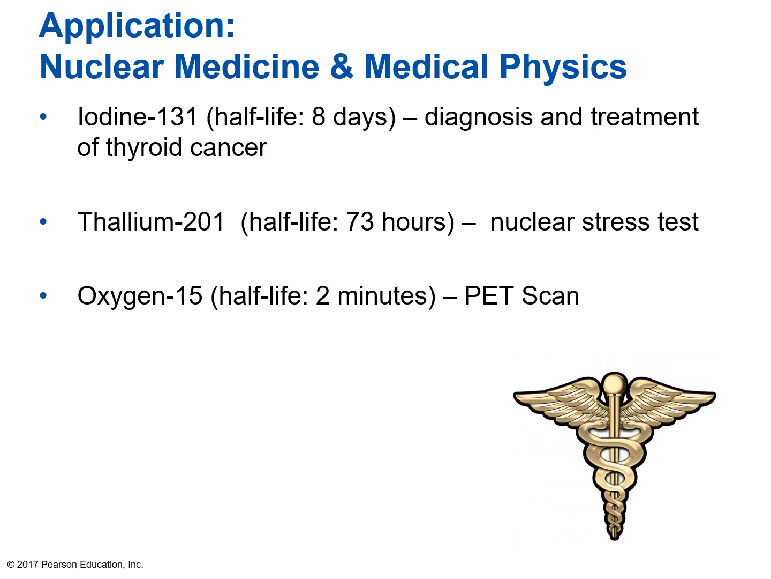So iodine-131 has a half-life of 8 days, and it's used for diagnosis and treatment of thyroid cancer. Thallium-201 has a half-life of 73 hours, and this is used often by cardiologists to do what's called a nuclear stress test, where they inject it into the blood, and the radiation that it gives off can be picked up by cameras to map out the flow of the blood inside the body. And then, as I mentioned previously, oxygen-15, with a very short half-life of 2 minutes, is used in PET scans.